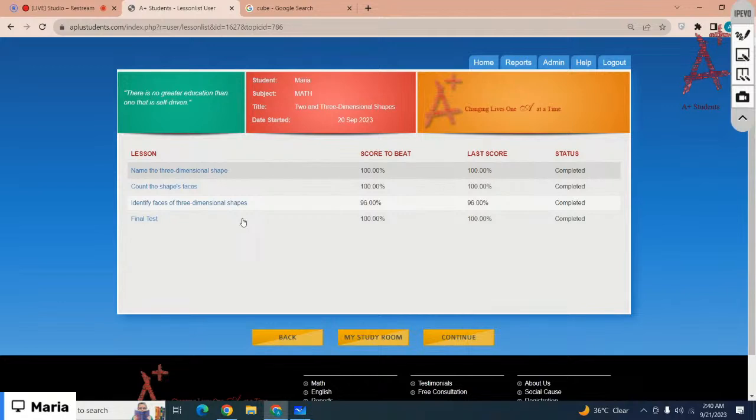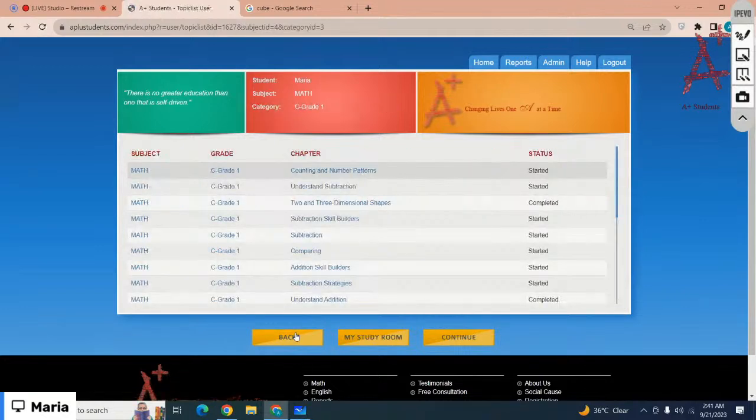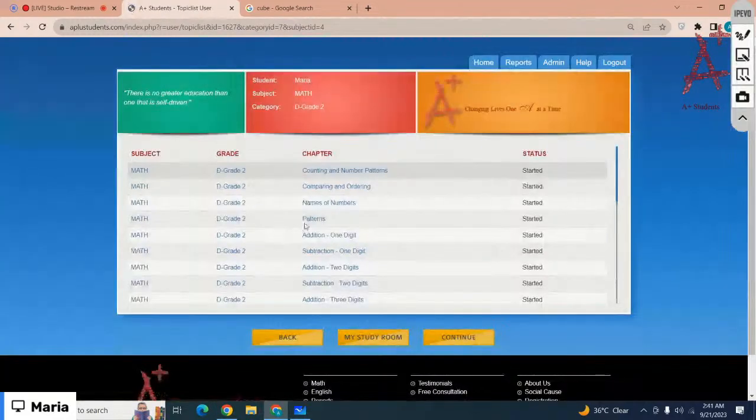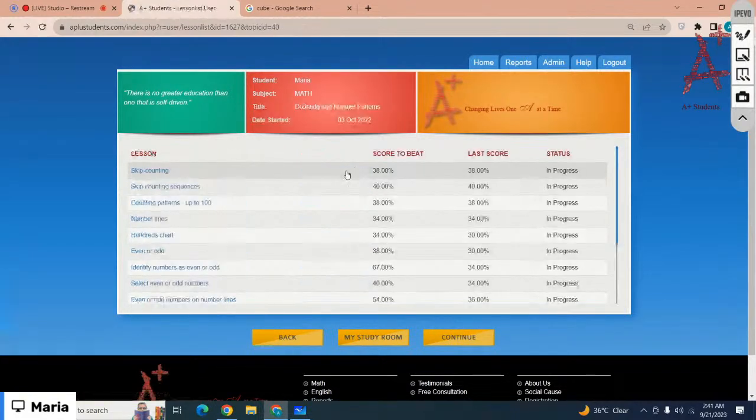Okay, we are done with the lesson. We were working on the chapter 2 and 3 dimensional shapes. The lessons we have covered today are name the three dimensional shapes, count the shapes' faces, and identify faces of three dimensional shapes, right? Please, next session, complete all the practice questions for the lessons we did today. That's your homework for today. If you need more help with any of the lessons, you can contact any tutor on Skype. They are available from Monday to Friday, 5 to 9, right? If you have any question, please ask.